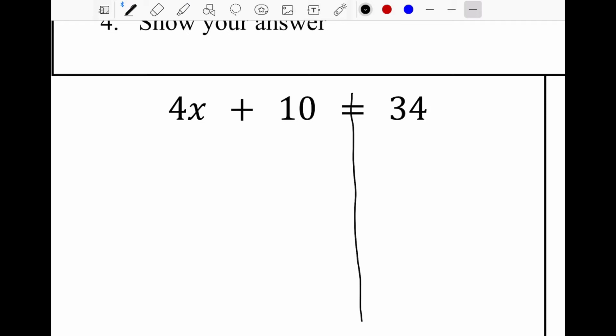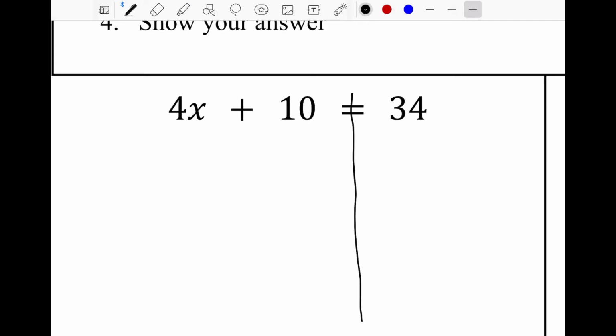So I check my front part to see if I have anything that I can consider to be a like term. I got a 4x and a positive 10. They're different because one has a variable, one does not, so I can't combine them. Then I look at the back side. It's only a 34, so there's nothing for me to combine there.